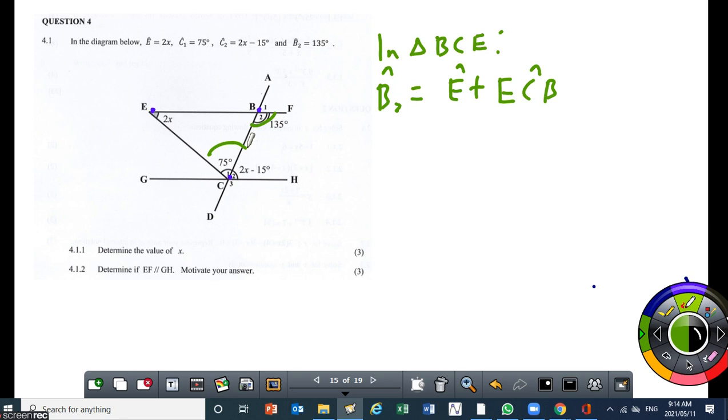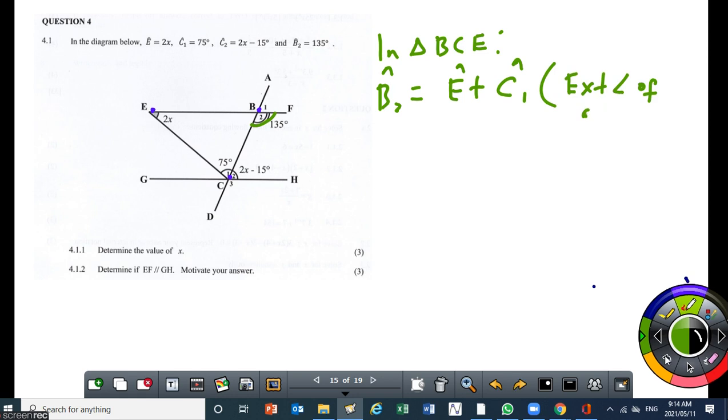But in this case, it's also given as C1. So let me just put it as C1. So the reason is the exterior angle of a triangle. Exterior angle of a triangle. All right, please, I'm going to repeat again that for this diagram, EF is not parallel to GH until you prove that the two are parallel in 4.1.2.